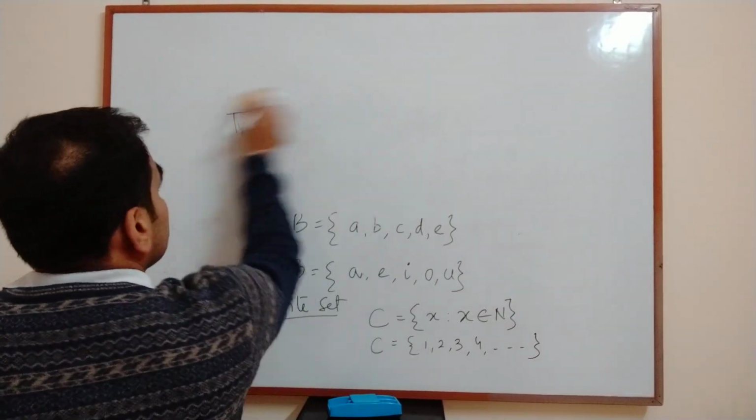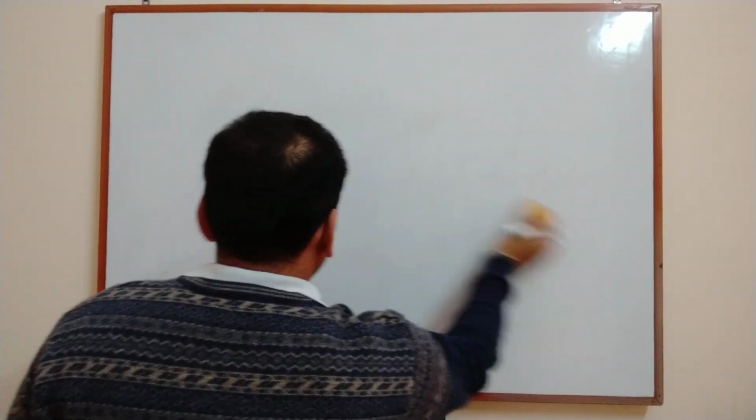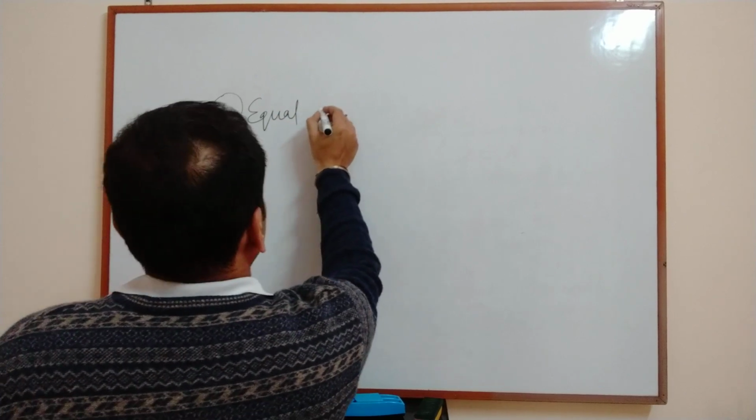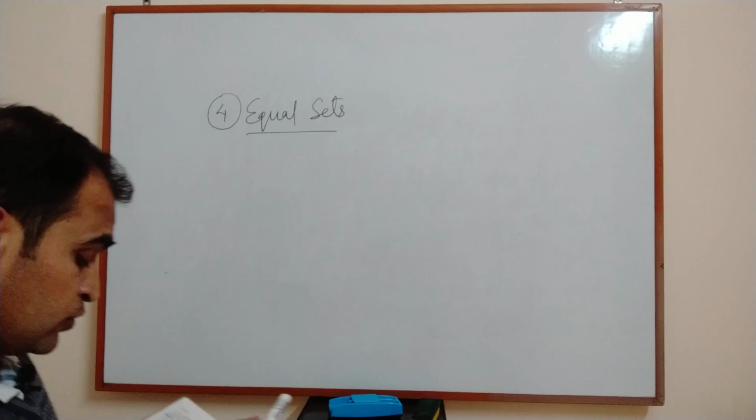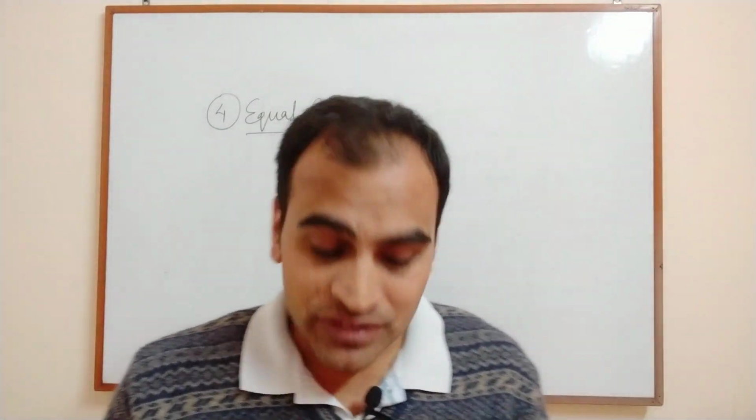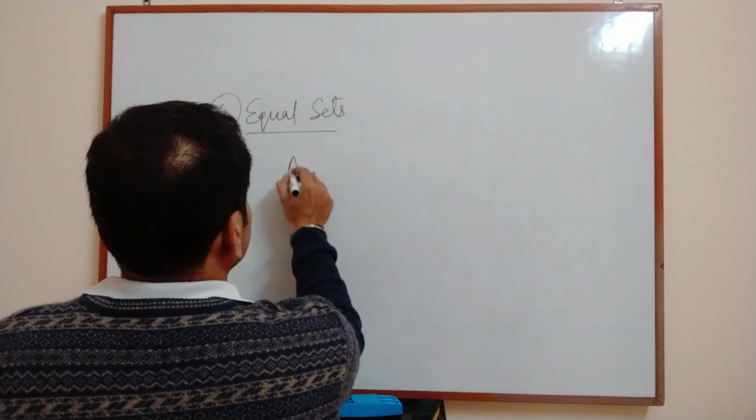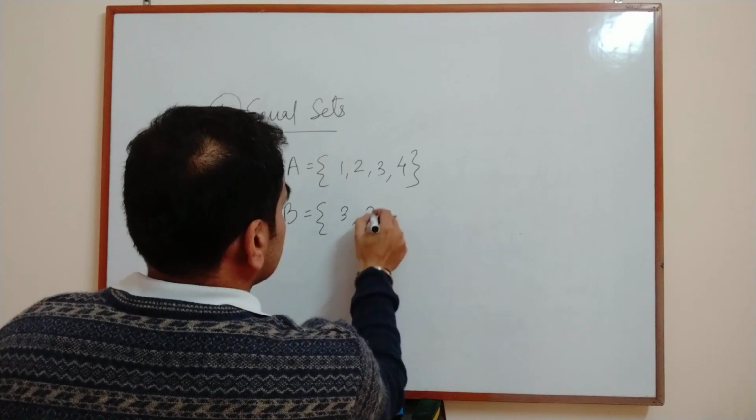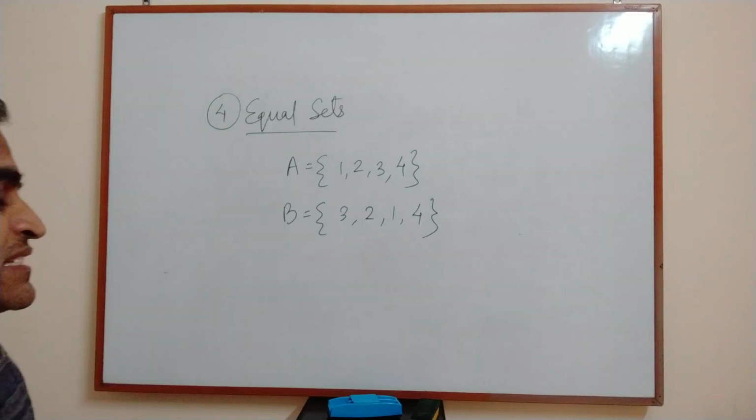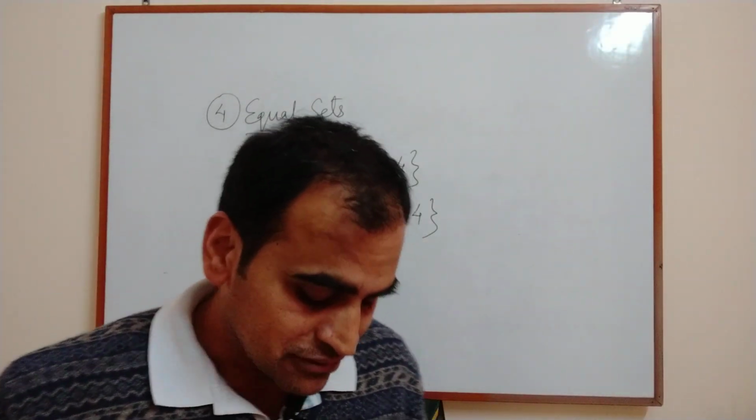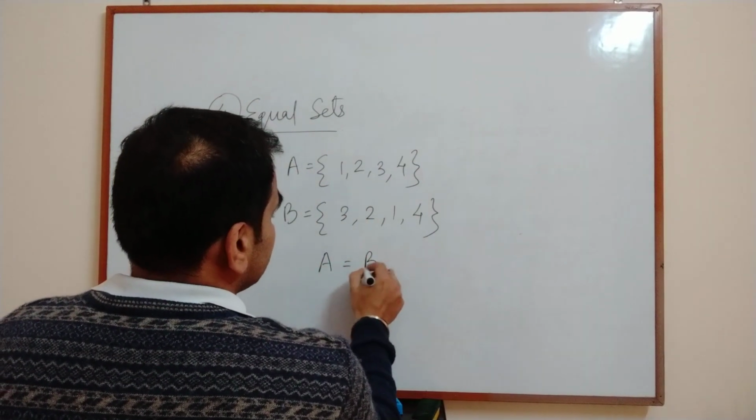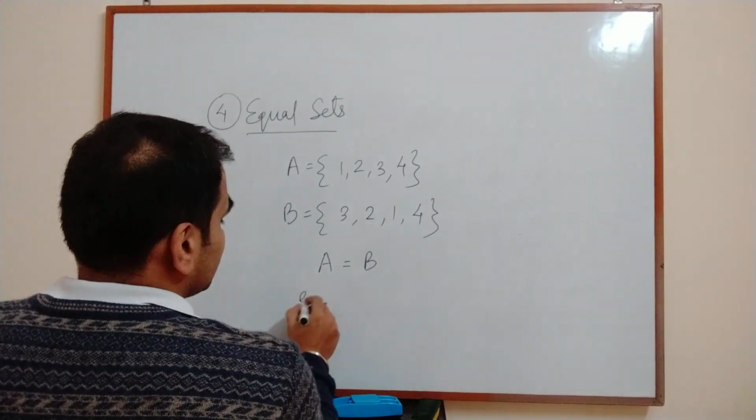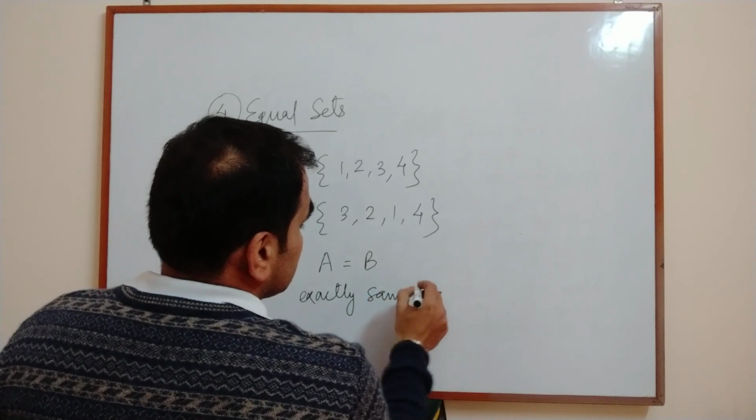Next we have equal sets. Two sets are equal if they have the same number of elements and the same type of elements. Meaning, if you have a set A with the elements 1, 2, 3 and 4, and another set B with the elements 3, 2, 1, 4, both sets have the same elements, so they represent the same set. That's why A and B are equal, and we can say set A equals set B. They must have exactly the same elements.